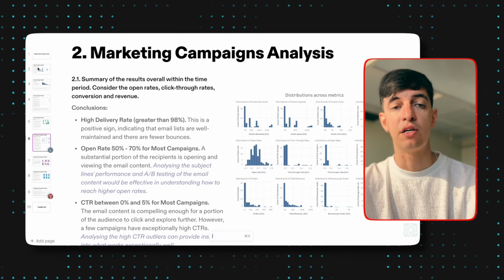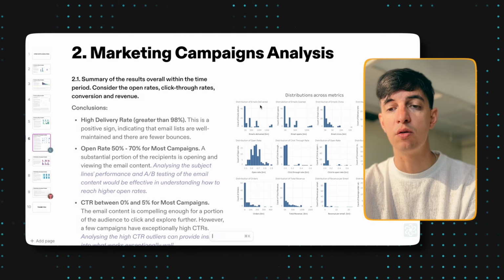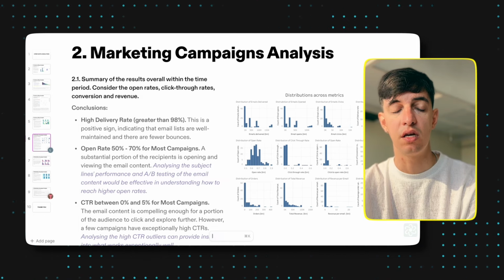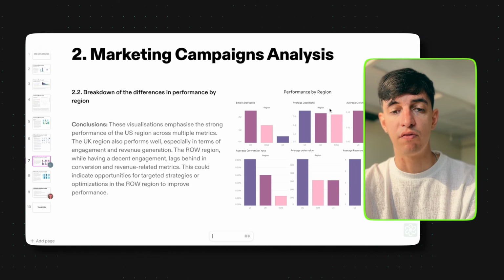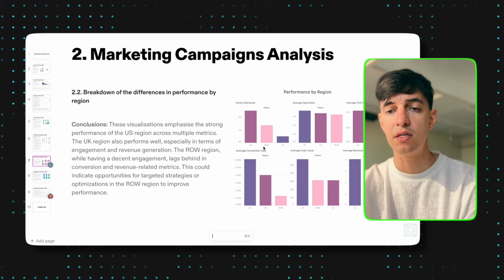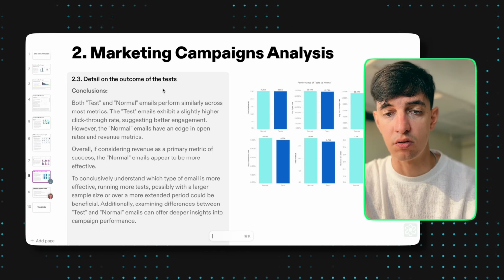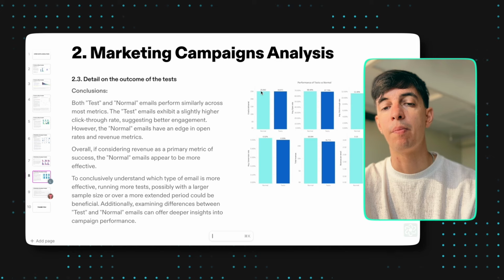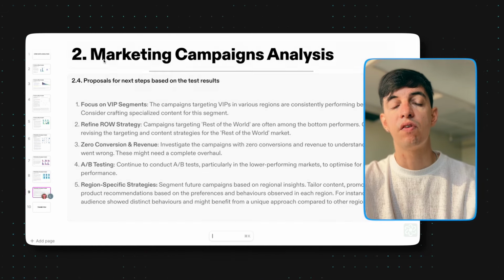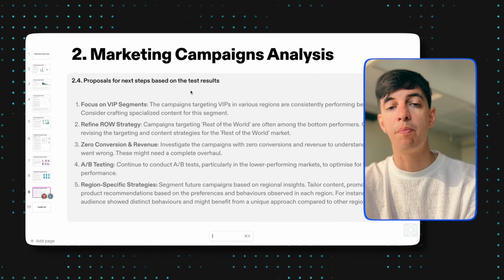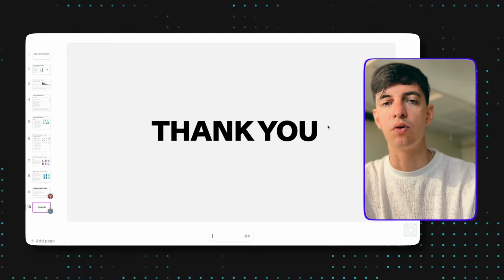And then this is actually the part for the marketing campaign analysis. So first of all, I check all the distribution for the different metrics that I see in the data set. I break down the differences between different regions because we have UK, rest of world, and the US. And then I go to the details on the output of the different tests. And so I see the normal variant of the campaign versus the test version of the campaign. And then at the end, I give generic proposals for the next steps based on the results of the test. And then the last slide, simple thank you to conclude the presentation.